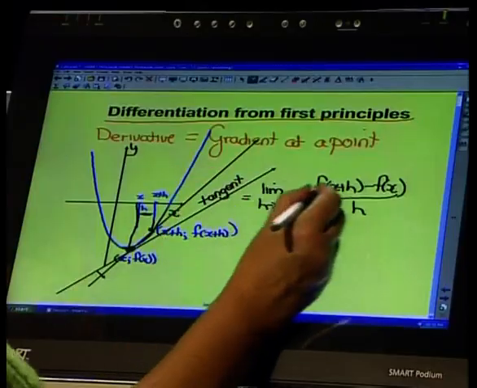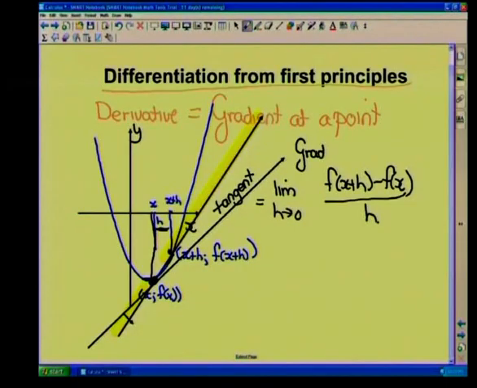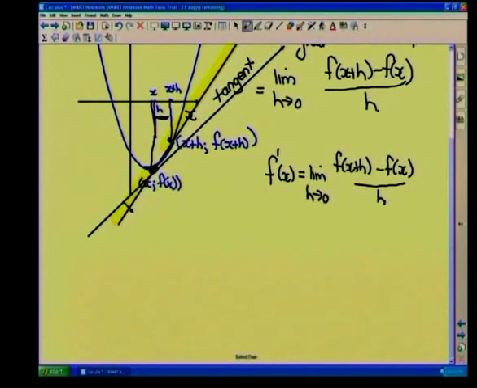But before we do that, I want to just for 2 seconds talk about what we call this thing. So as I say, this is the gradient or the derivative. And what we do is we show a notation like this. It's f dashed of x equals the limit as h tends to naught of f of x plus h minus f of x over h. This is called finding the derivative from first principles or from definition.